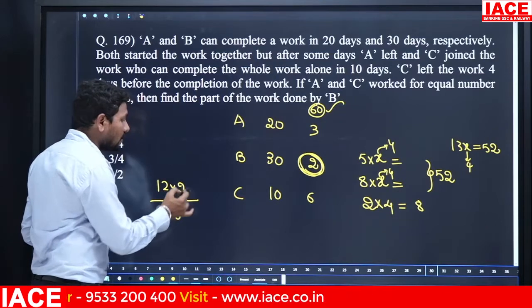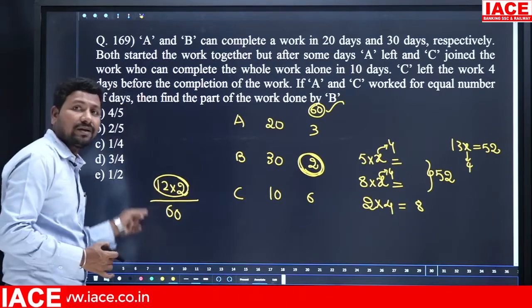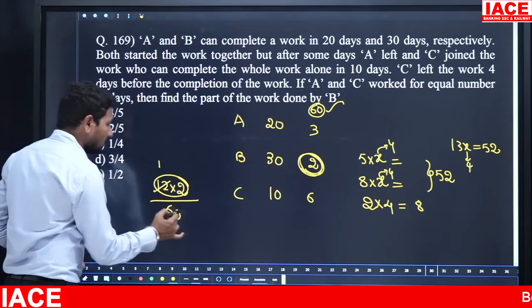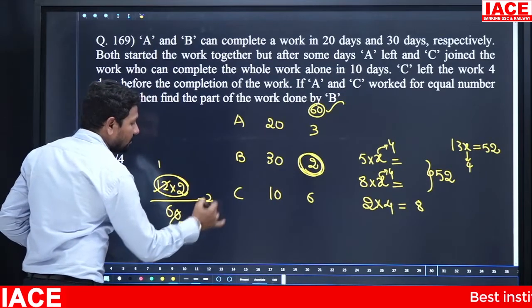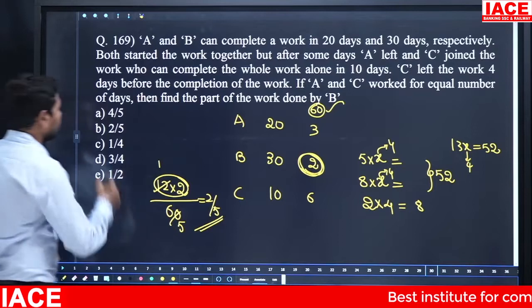Every day 2 units means how many units are completed? 24 units completed out of 60 units. Then 12 ones are, 12 fives are. Then B's work completion part of the work is 2 by 5. Option B.